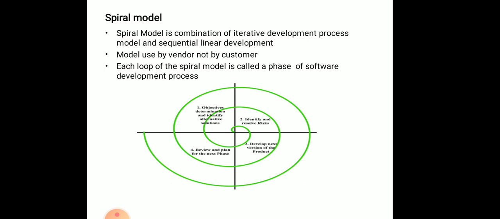Means what? In 5.1, we determine which objectives or which risks and problems are there, resolve those problems and develop the next phase, means develop the next loop. That is 5.2. Continuously developing the next loop or next phase is called the spiral model.